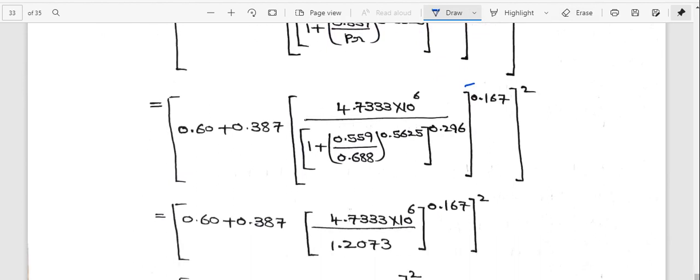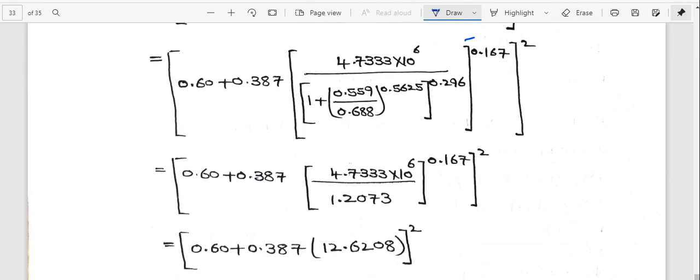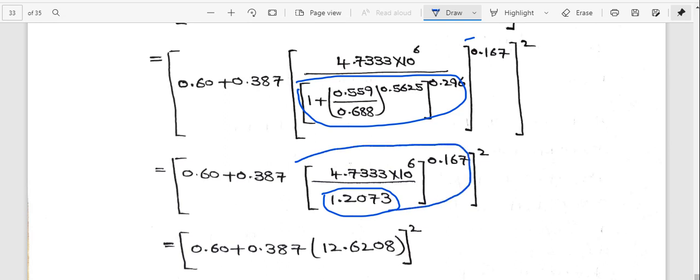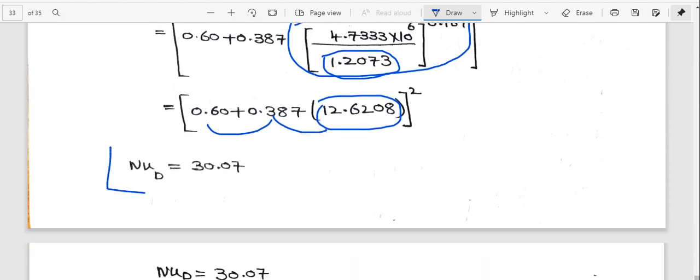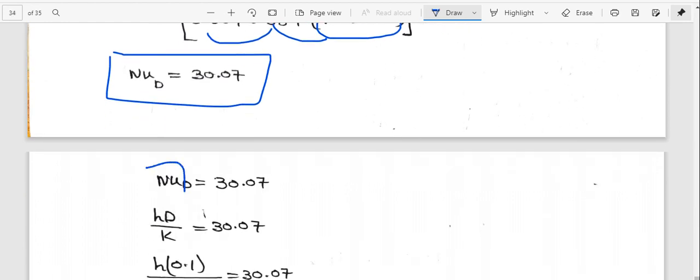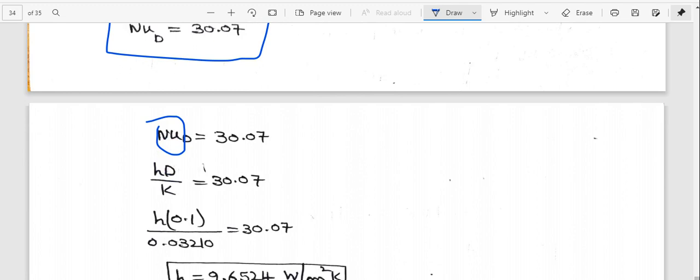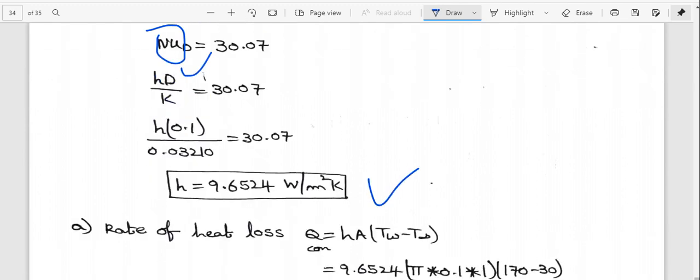After substituting these values, first of all we have to calculate this value, that means 1.2073. After that we have to calculate this value like this. Then multiply this value and add 0.60. This gives NuD equal to 30.07. So NuD is equal to hD by k. We need to consider the diameter value. So h value is 9.625.